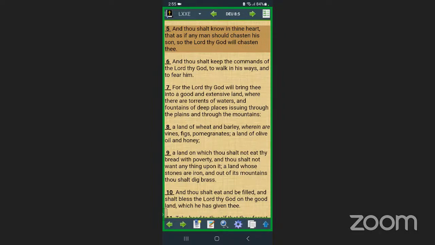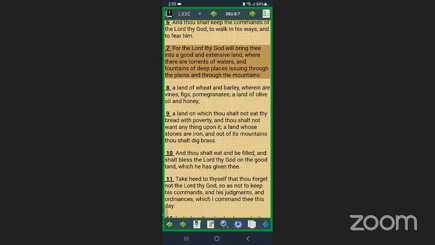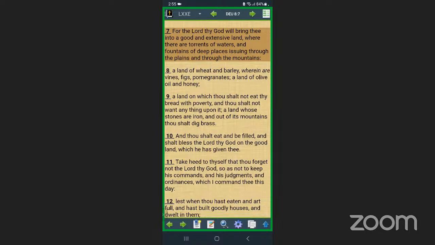Okay, moving on to verse 6 here. Getting a little bit of a glare here from my light. And you shall keep the commandments of Yahuwah your Elohim to walk in his ways and to fear him. For Yahuwah your Elohim will bring you into an extensive land where there are torrents of waters. Interesting, I noticed that the word extensive is not in the Masoretic. That's a little interesting.